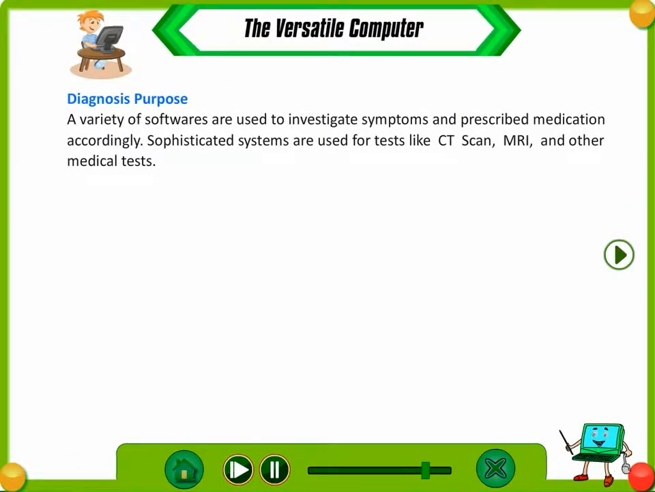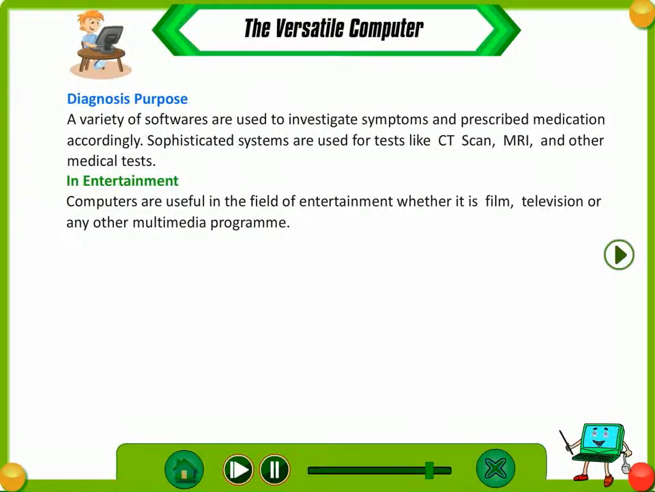Diagnosis purpose. A variety of software is used to investigate symptoms and prescribe medication accordingly. Sophisticated systems are used for tests like CT scan, MRI, and other medical tests.